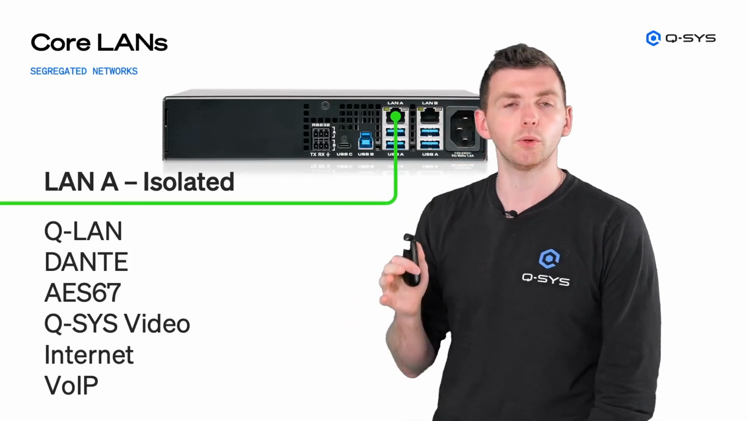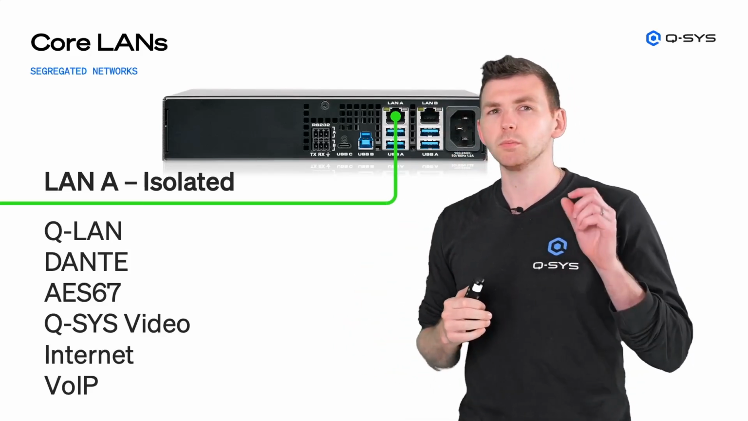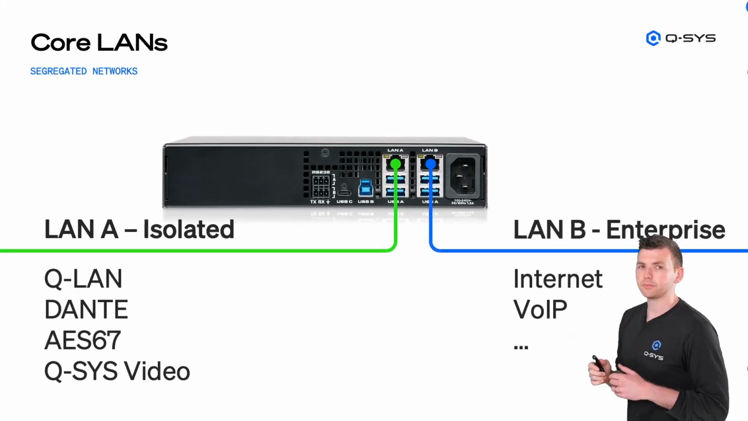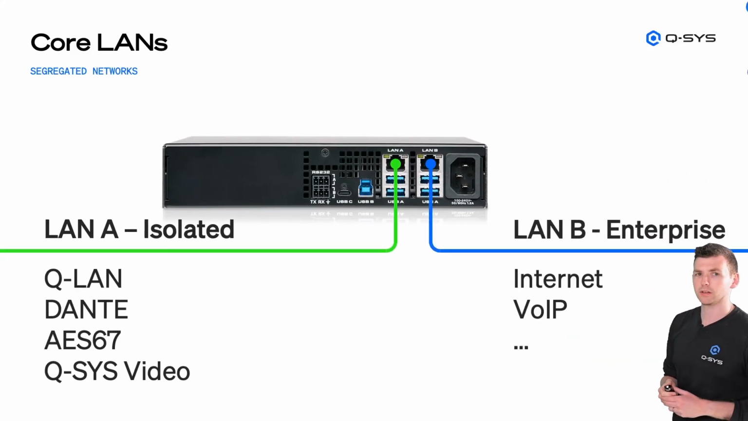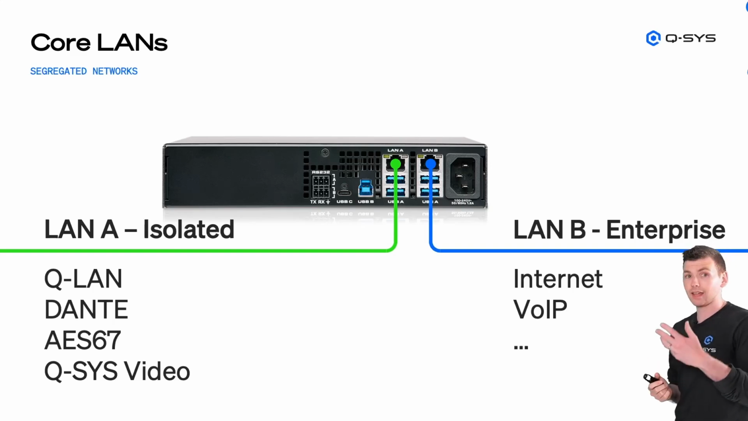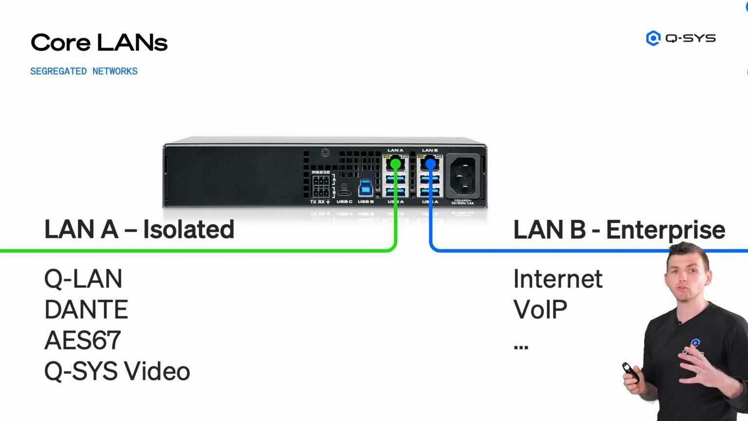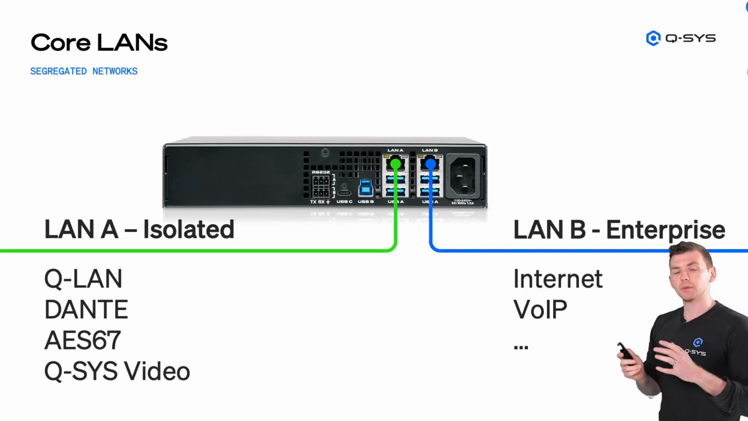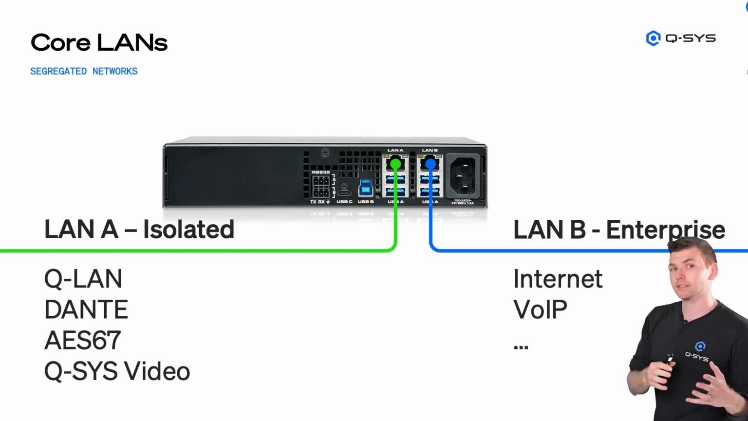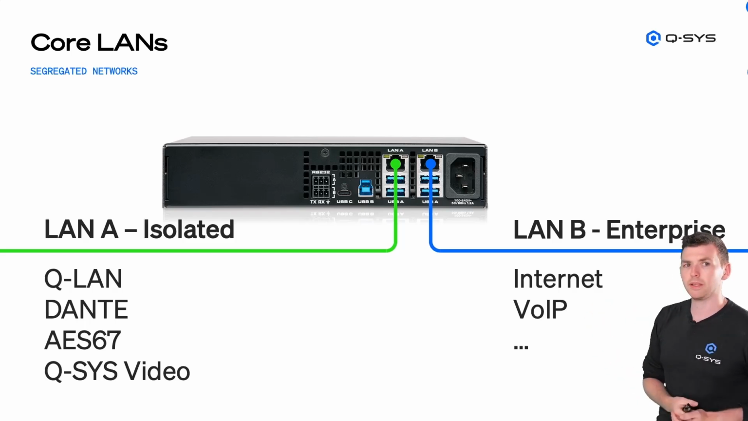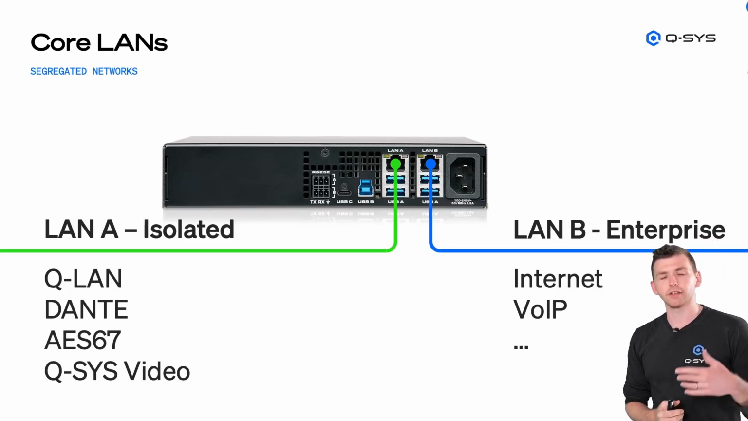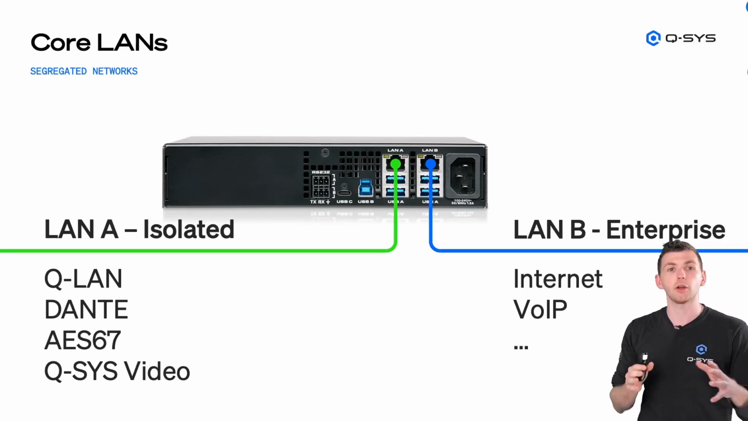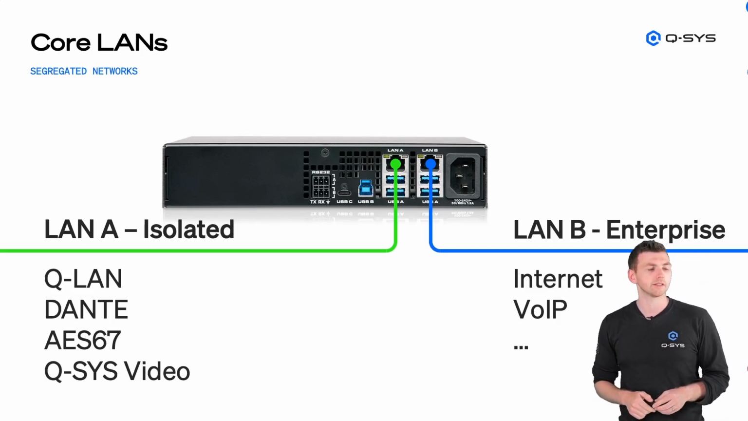That's kind of the default, but there's many cases where you might want to break that away. Okay, so for example, we might want to have LAN B be connected to our enterprise network. Now actually LAN A could be on the enterprise network, and you can run QLAN entirely through an enterprise network if it's configured correctly. But it might be that you want to have LAN A be an isolated AV network and LAN B just be the enterprise traffic, so internet, VoIP, maybe you talk to it with SNMP, I don't know, anything that the enterprise network needs to see.